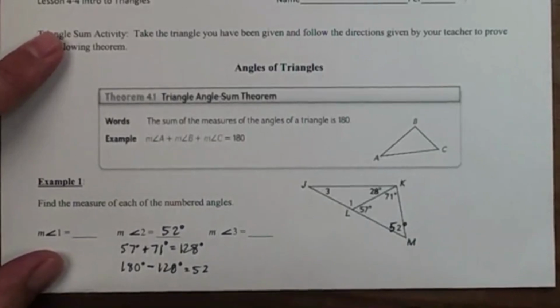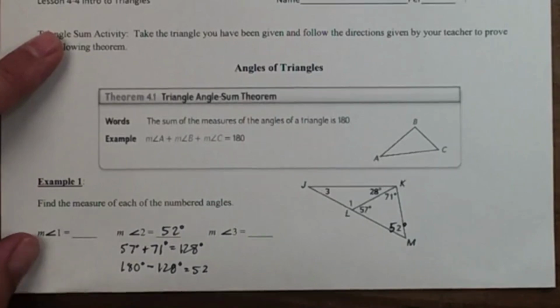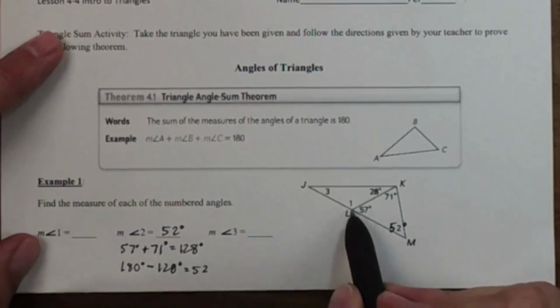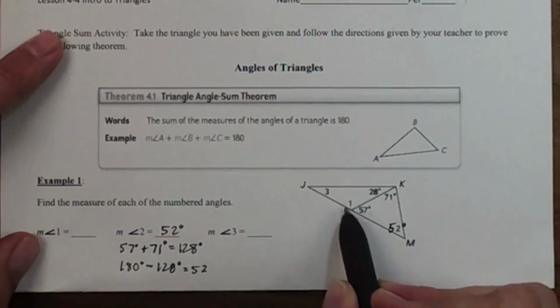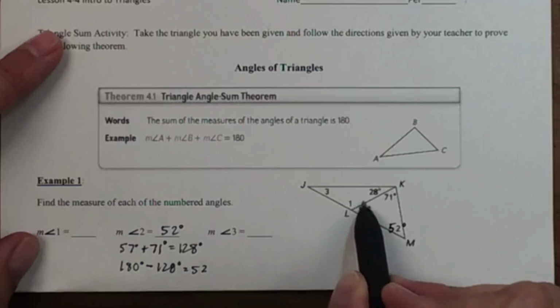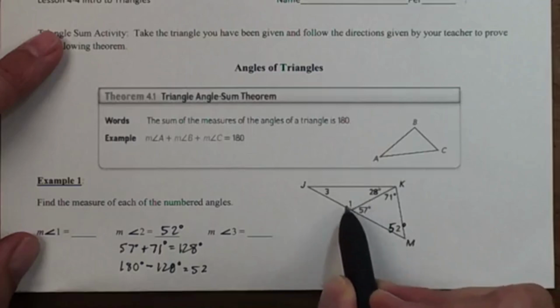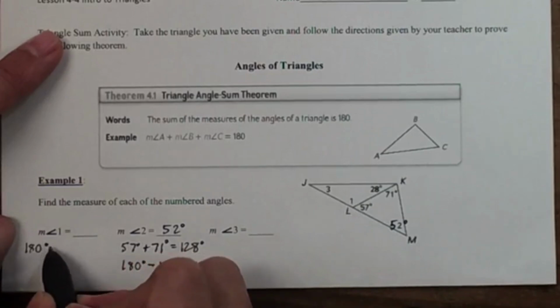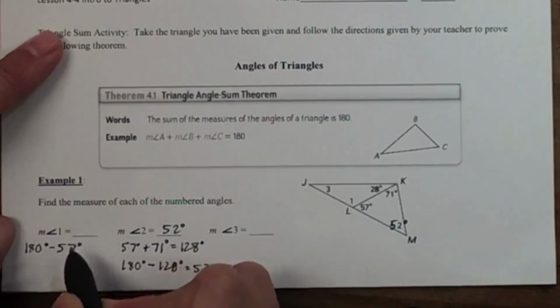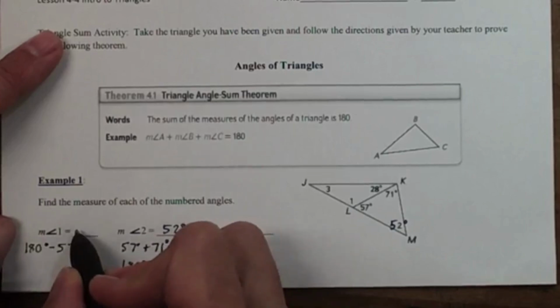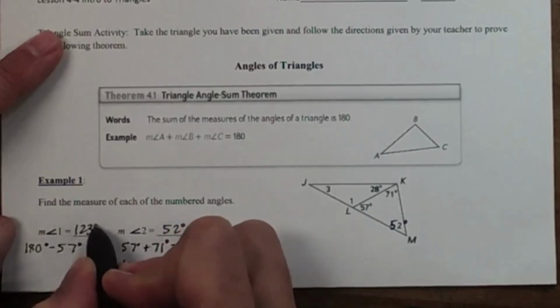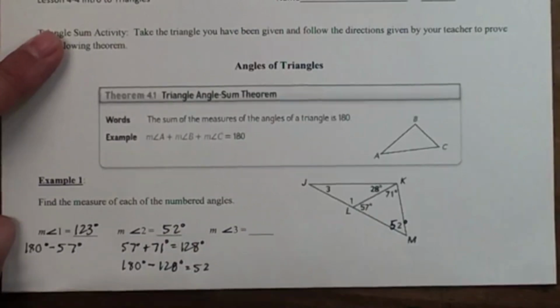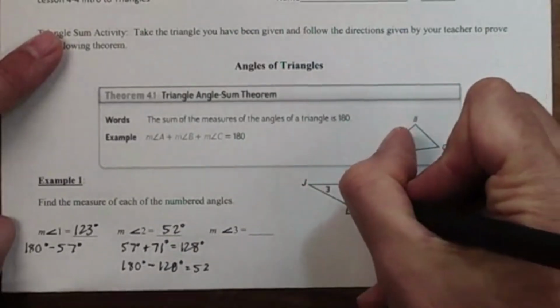And then let's see. Oh, that's cool. That's nice to see. Let's look at angle 1 now. If you notice on angle 1, look at that. We have a linear pair being made. So I can use an old idea. So I get 180 degrees minus 57 degrees. Well, that's just 123. So you can also use old ideas. That's 123.